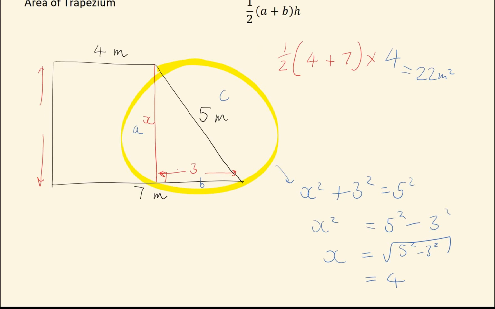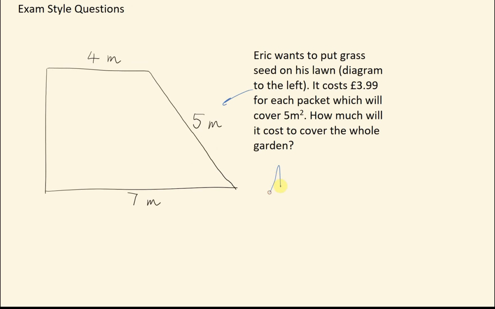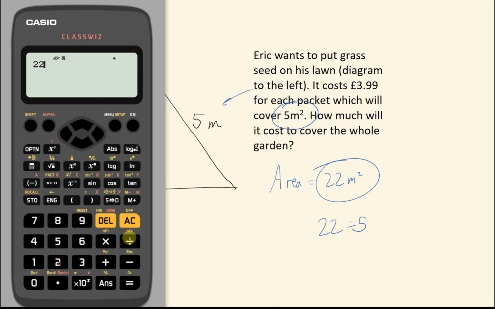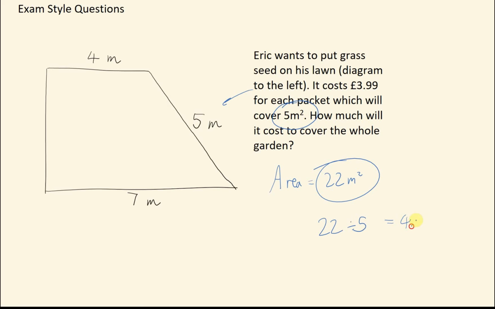So we've already worked out the area was 22 meters squared. So from that, we can work out how many packets he's going to need. We need to do 22 divided by 5. We go to our calculator, and that says that is going to be 4.4. Now we can't buy 0.4 of a packet, so to make sure he's got enough grass seed, we have to round up. So that equals 4.4, so we need 5 packets.